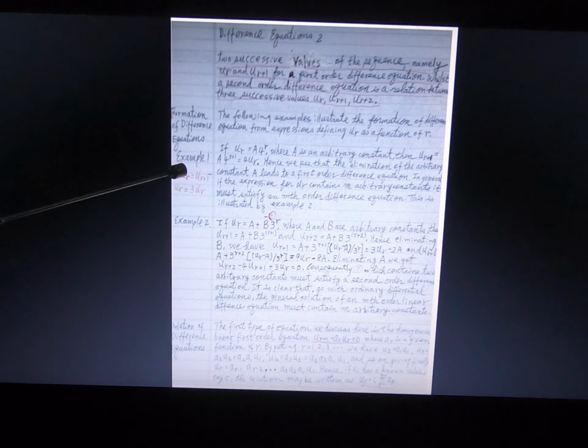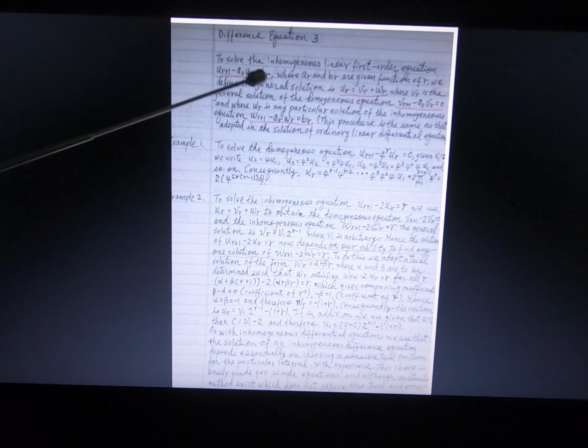Here is example 1. And you can see you can write down the first order like this. This is our second example. And let's see how we can find the solution for the difference equation. Later on, I will show you some discrete dynamic systems and continuous dynamic systems.